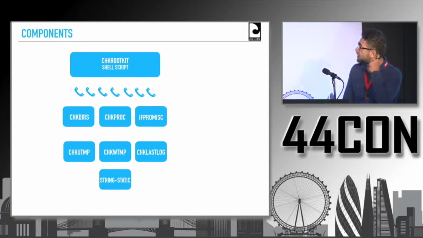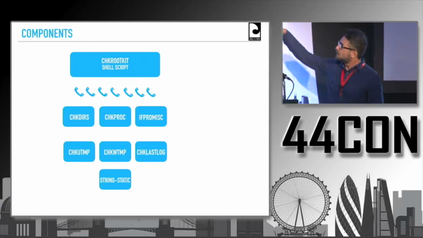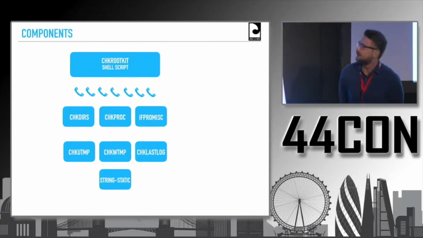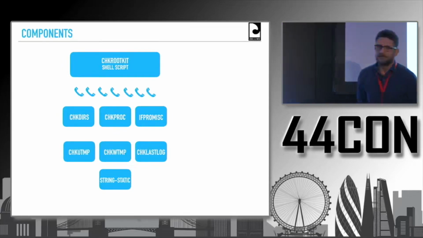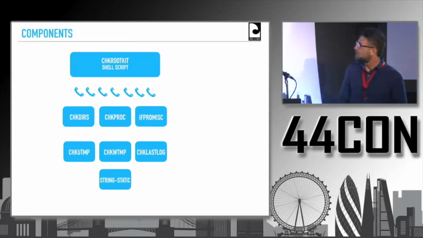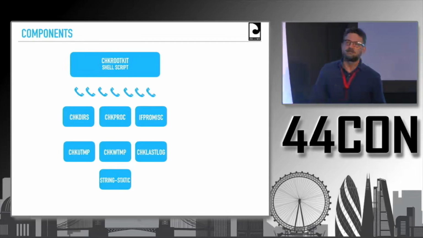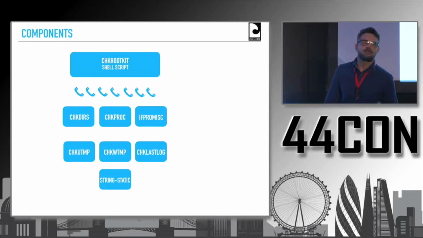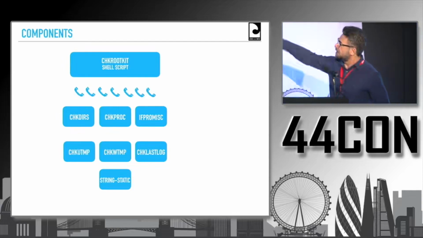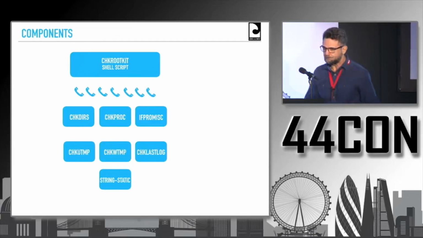Those are the components of Chkrootkit. Chkrootkit is a shell script and calls some programs to do specific things. I have checkdirs to check for hidden directories. I have checkproc to check if there are hidden processes. I have ifpromisc to check if the network interface is in promiscuous mode, and the others. That's the idea of the Chkrootkit suite.